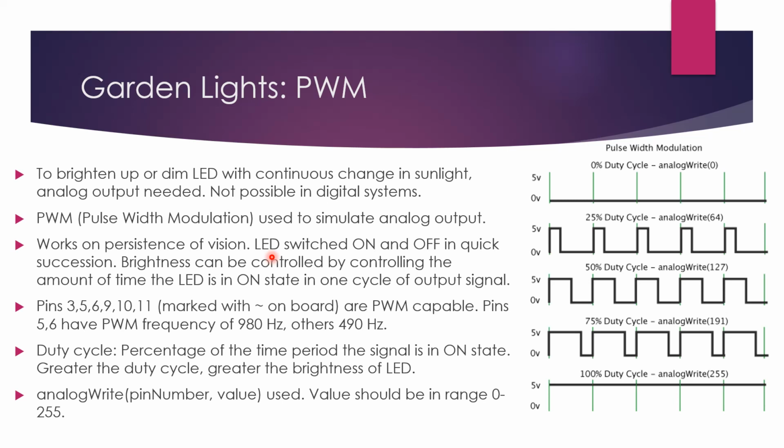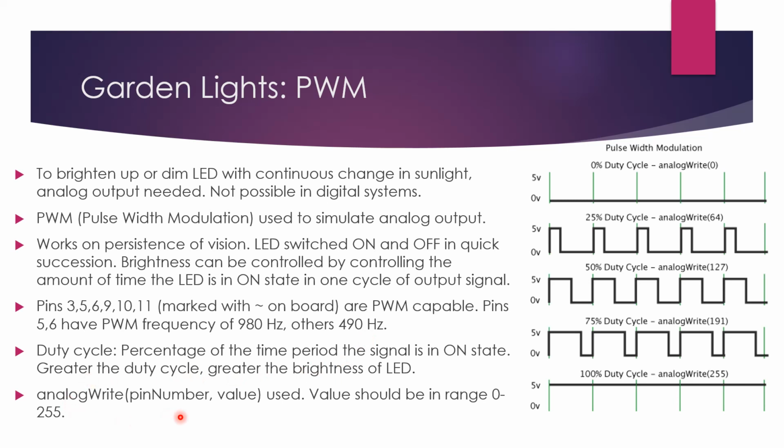Pins 3, 5, 6, 9, 10 and 11, which are marked with the tilde sign on the Arduino board, are the only ones which are PWM capable. Pins 5 and 6 have a PWM frequency of 980 Hz, while the others have a frequency of 490 Hz. Duty cycle is the percentage of the time period the signal is in the on state. So obviously, the greater the duty cycle, the greater is the brightness of the LED.